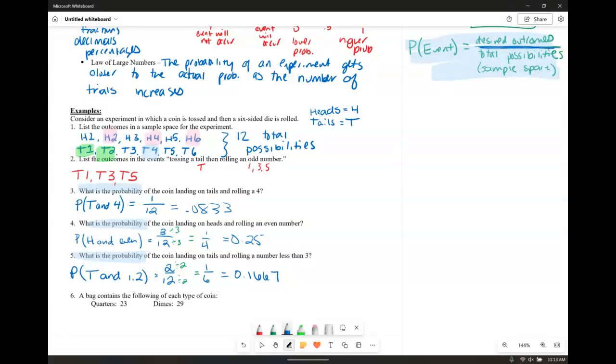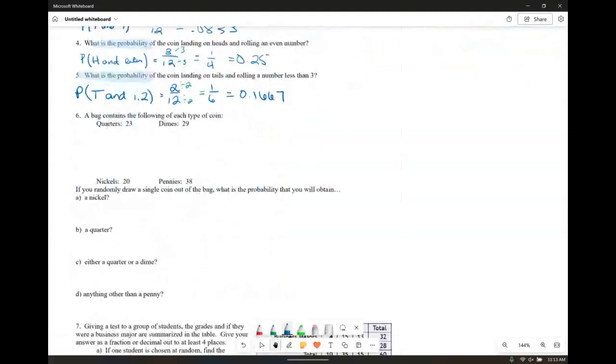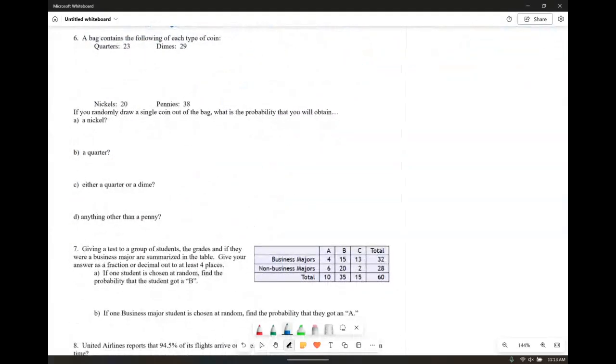Okay. All right, so we're going to keep this theme going, even though our questions are going to change a little bit about probability. Okay, so next we have a bag with the following types of coins: quarters, dimes, nickels, and pennies. If you randomly draw a single coin out of the bag, what is the probability that you will obtain a nickel? Okay, so I have 20 nickels. That's my desired outcome. That goes in the numerator. What I don't know is what is the total.